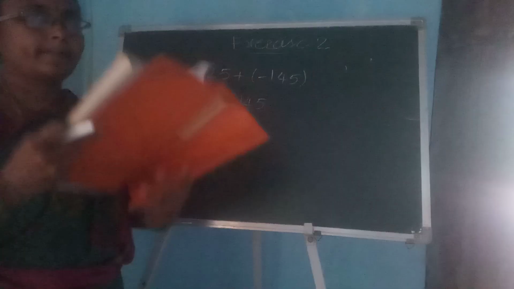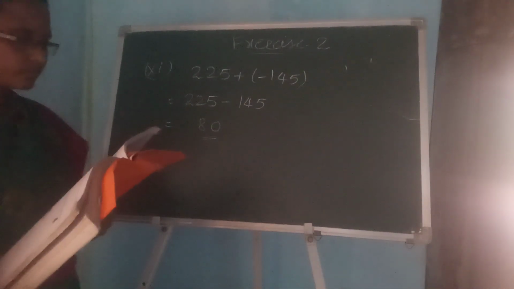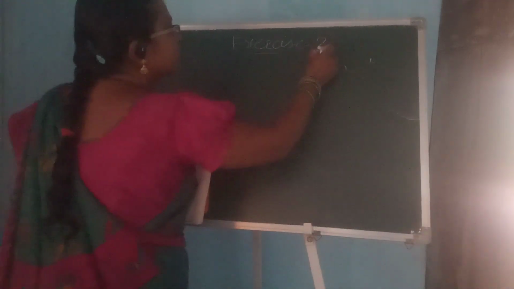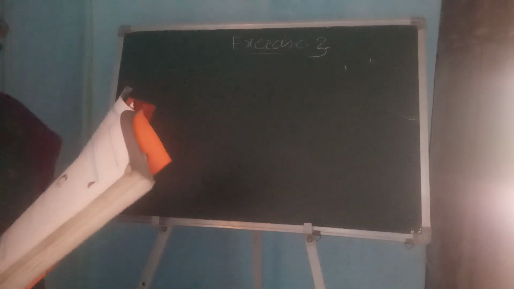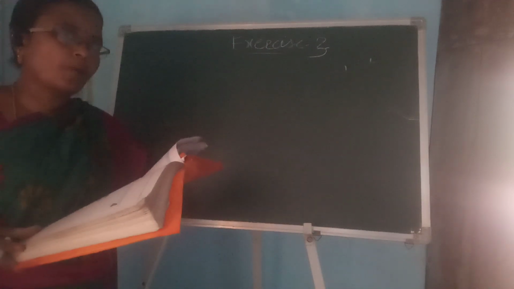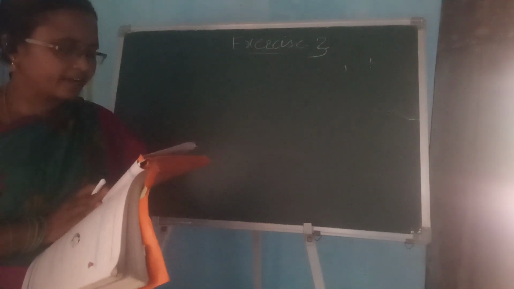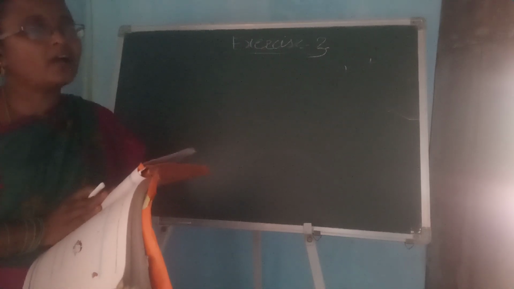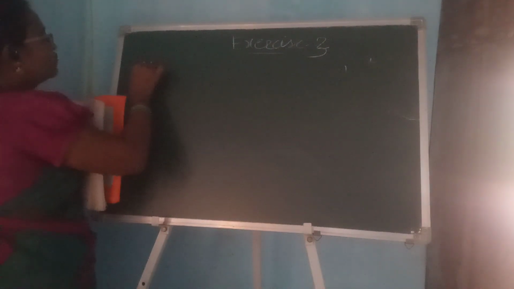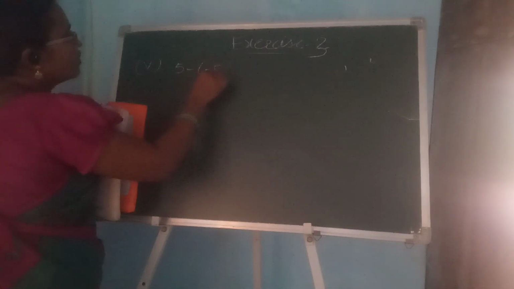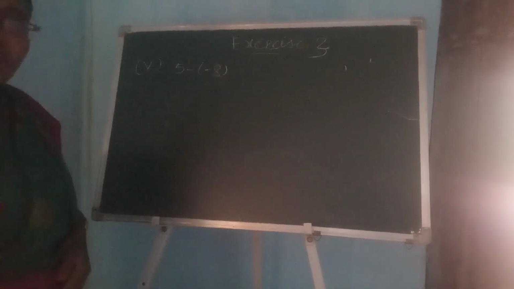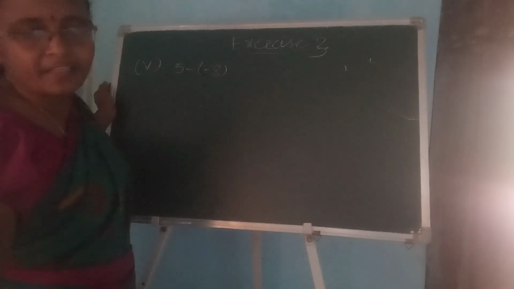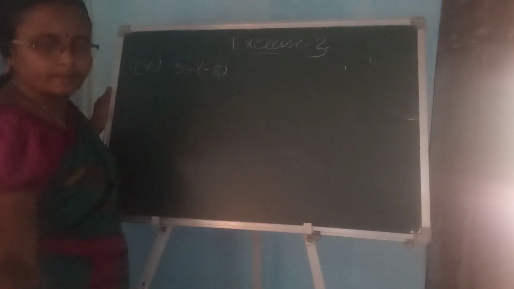Exercise 3. Now again we are going to solve the problems by representing them on number lines in exercise 3. See here, I am going to solve the fifth one and the sixth one. The fifth one given here is 5 minus of minus 8. How to solve this problem we shall see now. Just read out the question. Represent the following subtractions on the number line.